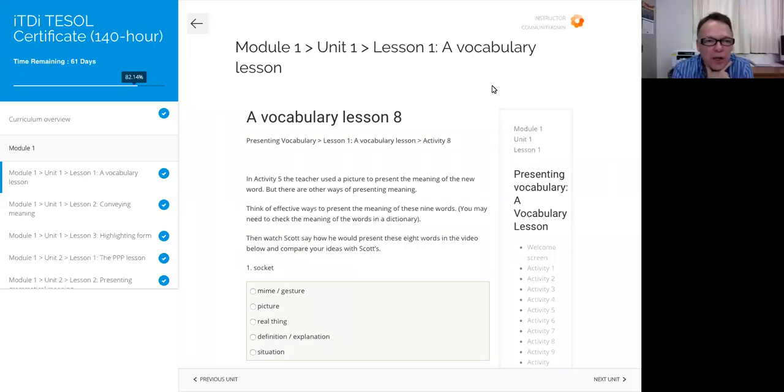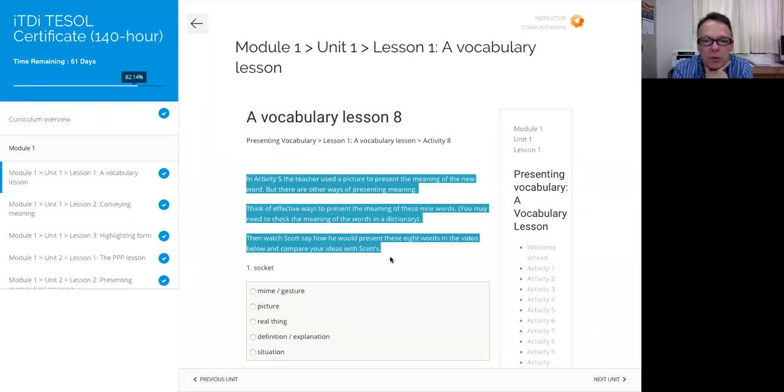Well, we're still working away hard as can be on Module 1, Unit 1, Lesson 1, a vocabulary lesson. And this is Activity 8. So we're talking about presenting vocabulary. It says in Activity 5, the teacher used a picture to present the meaning of the new word, but there are other ways of presenting meaning.